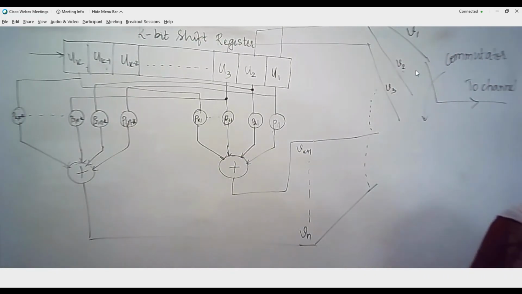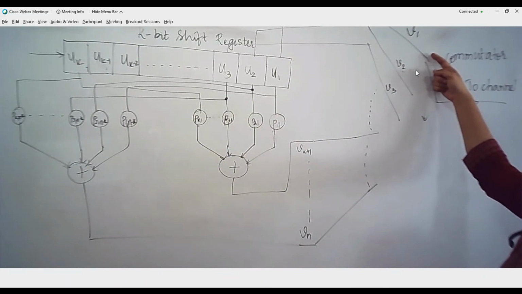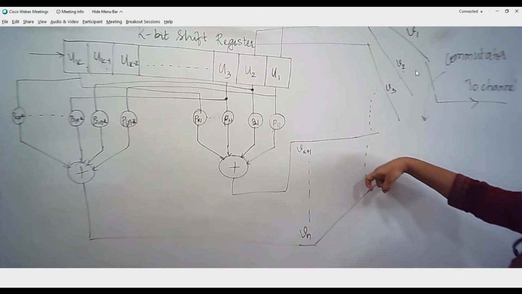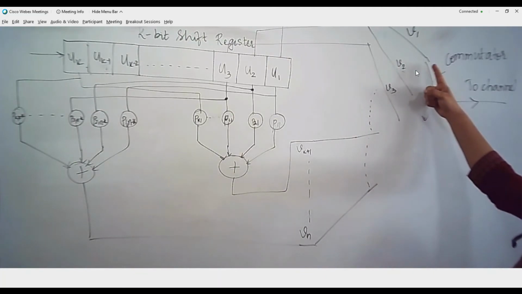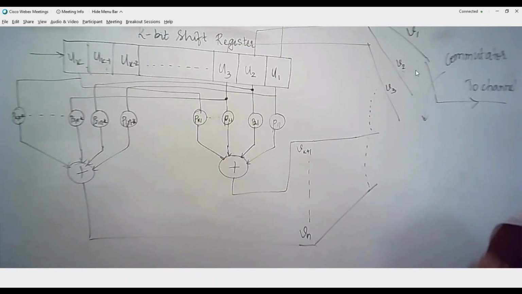What does this commutator do? At time instance t1 it will pick v1, at time instance t2 it will pick v2, v3, and so on up to vn. So it is going to switch from v1 to vn to collect all the bits within the bit period. So every bit will be collected during its bit period.